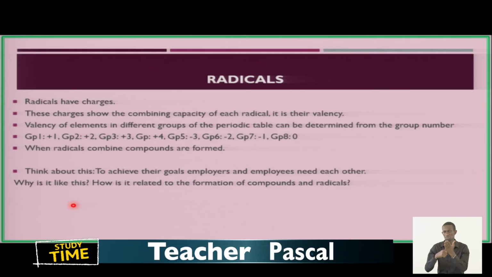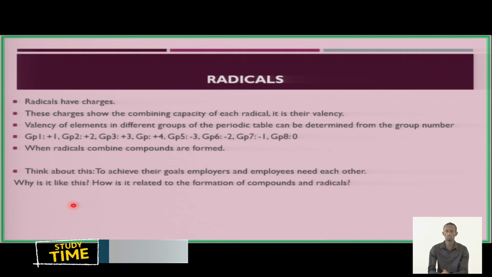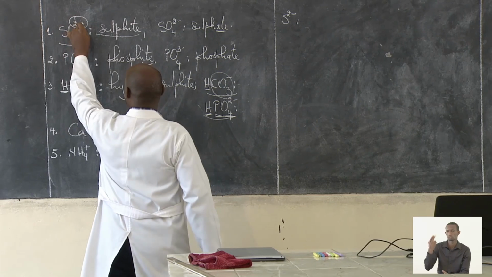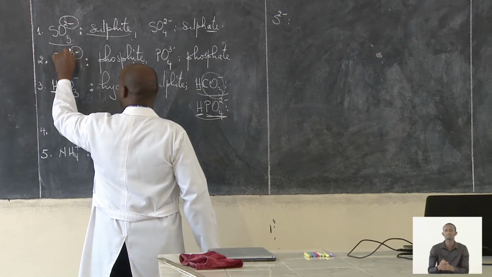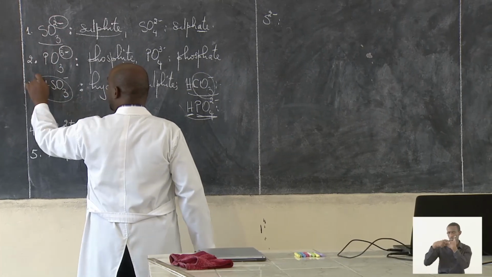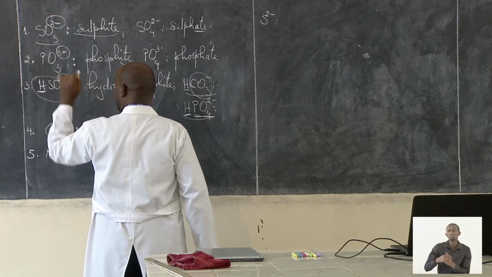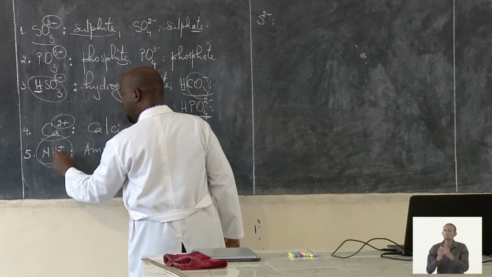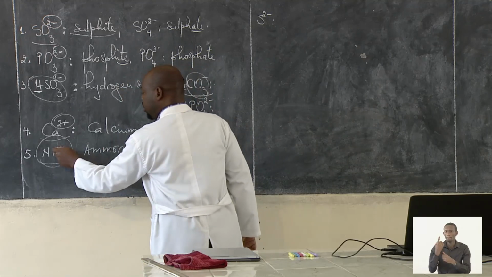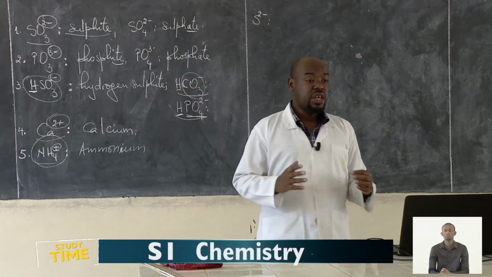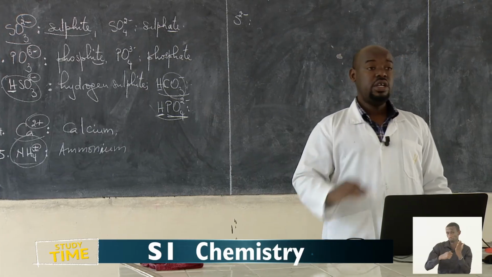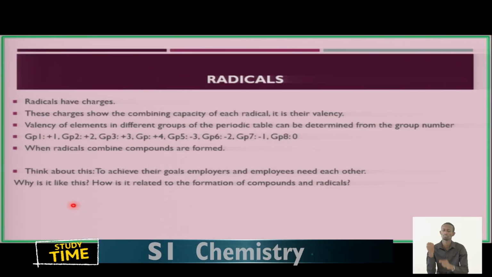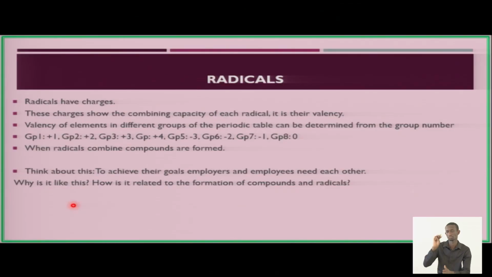For example, the sulfide ion has 2 negative, sorry, here we have 3 negative, and the hydrogen sulfide, we have 1 negative. On calcium, we have 2 positive. The ammonium ion, we have 1 positive. And these charges are very important when we are writing molecular formulas of compounds. Very soon we will see how to use these charges.